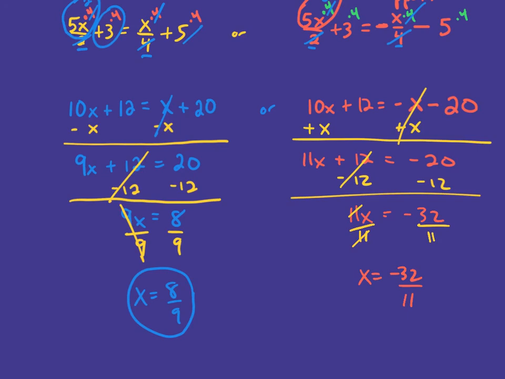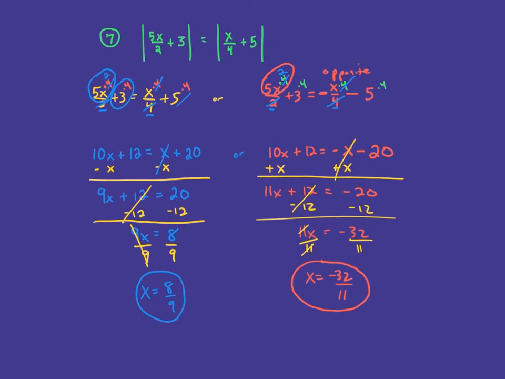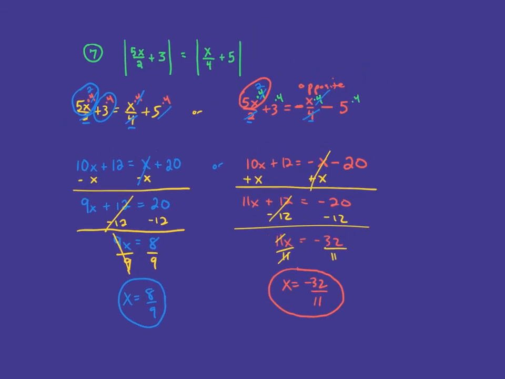Again, make sure anytime you've got fractions at the end that you reduce those. Don't turn them into decimals. Unless your equation starts with decimals, don't put decimals in as an answer, just a reduced fraction. 32 and 11 don't have anything that we can use to reduce it, so 2 answers for that one.